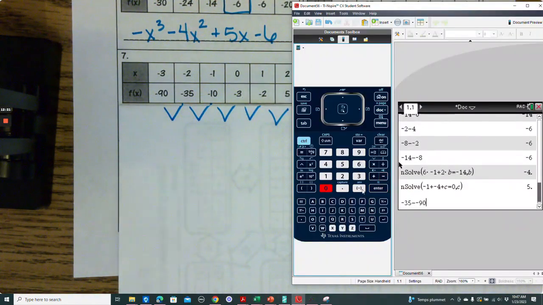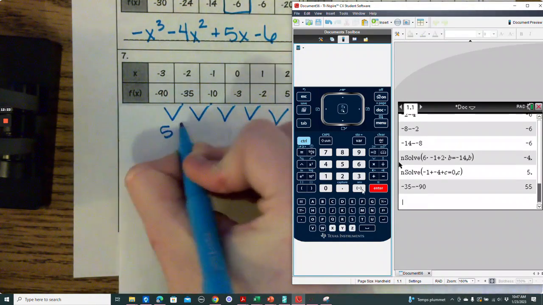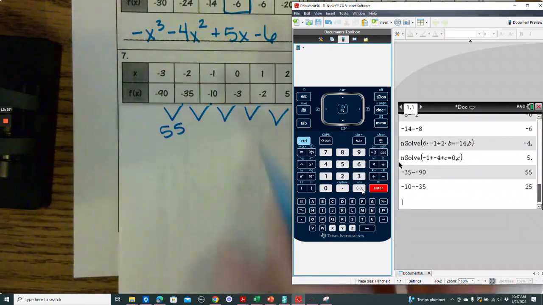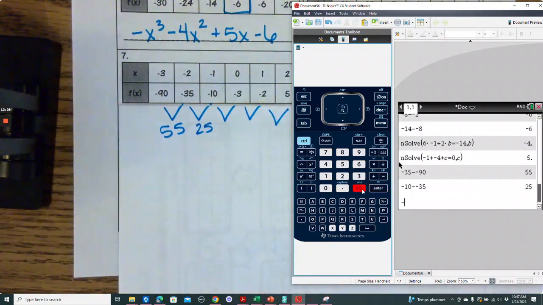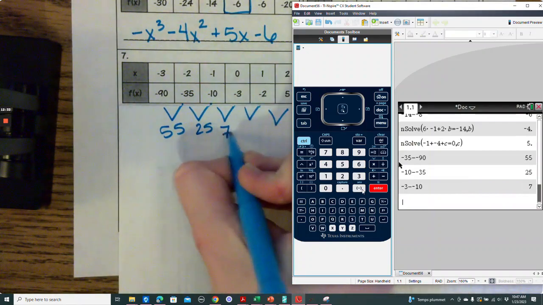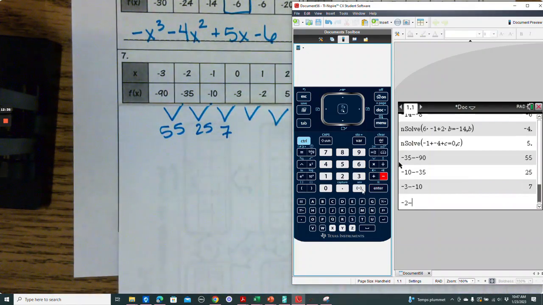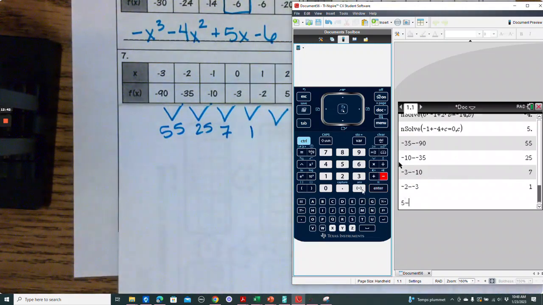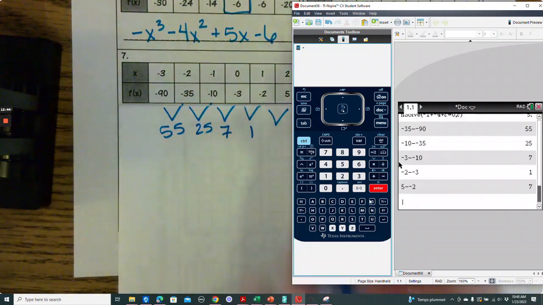-35 minus -90, 55. -10 minus -35, 25. -3 minus -10, 7. -2 minus -3. Again, make sure you're going backwards, right to left. And then 5 minus -2, 7.